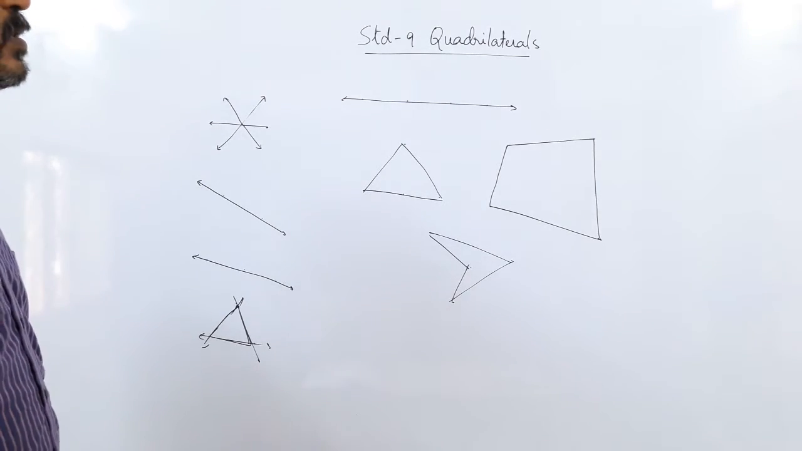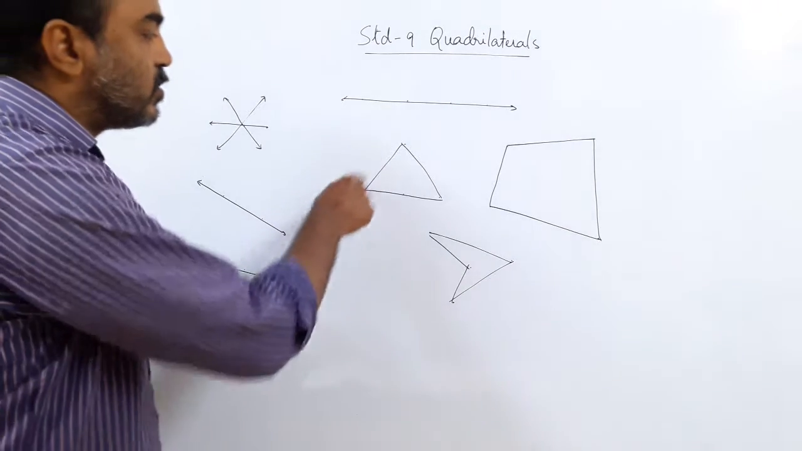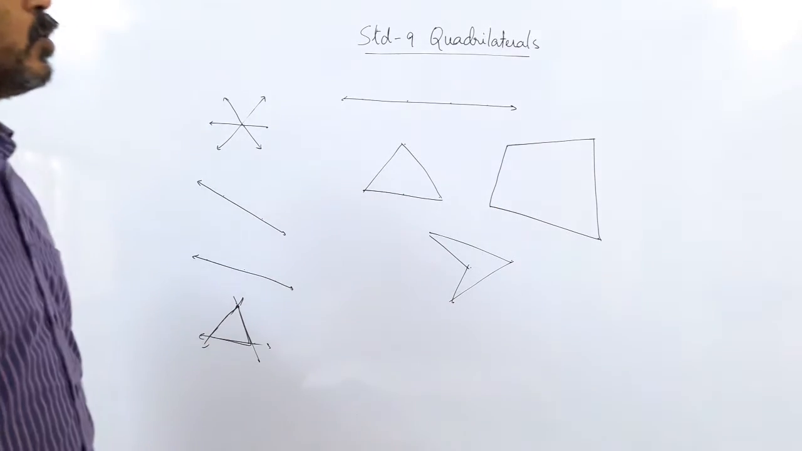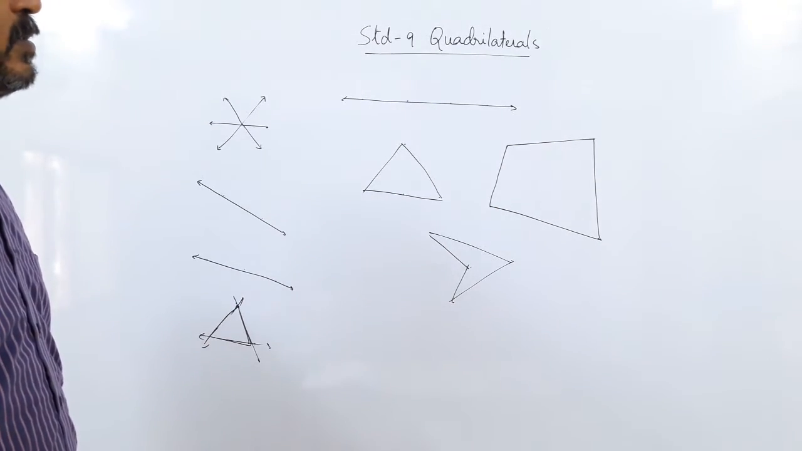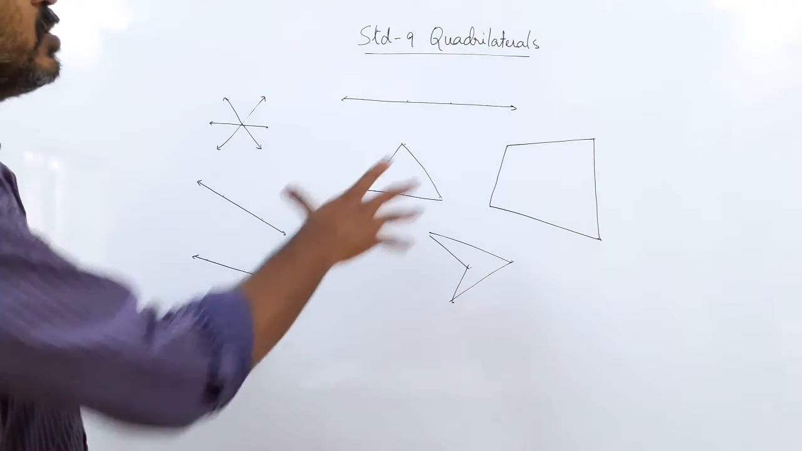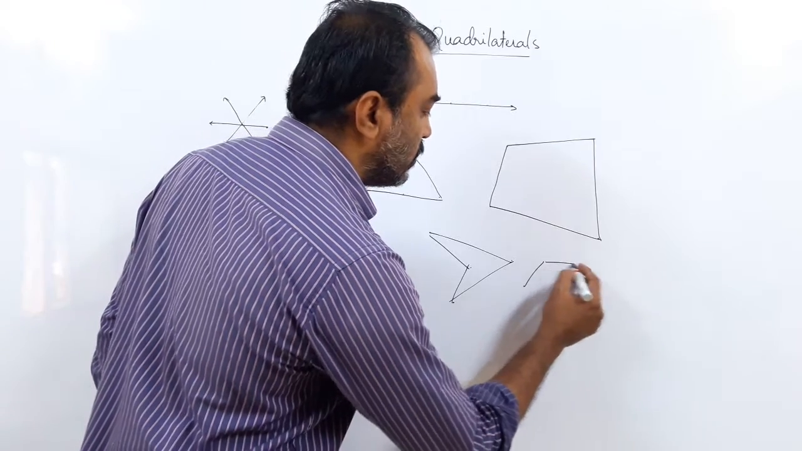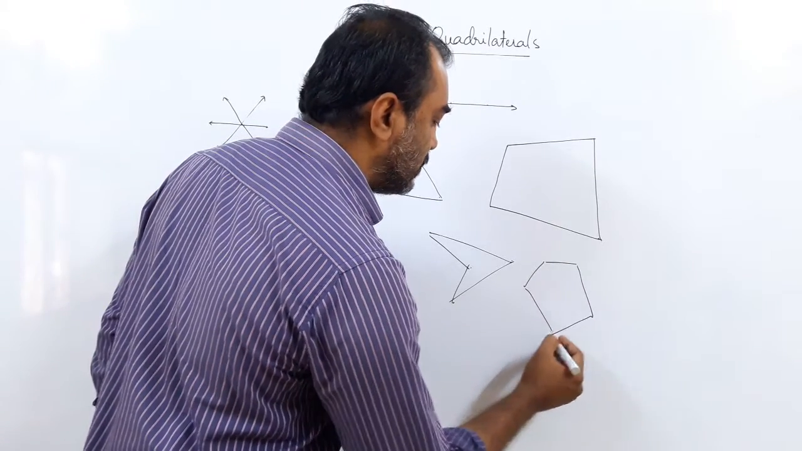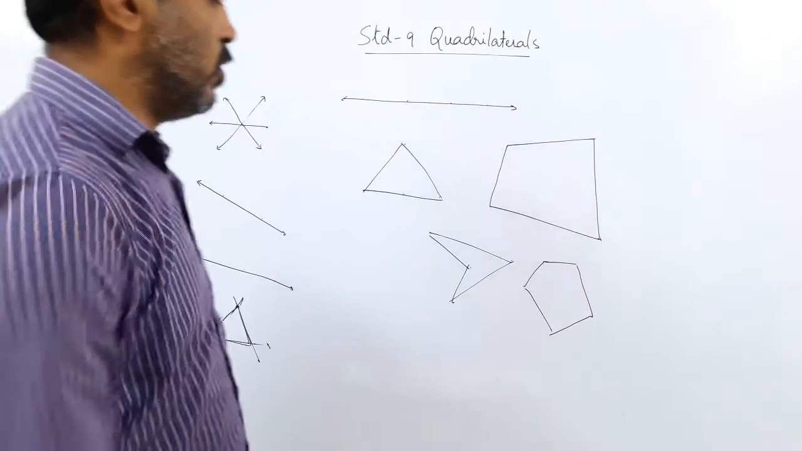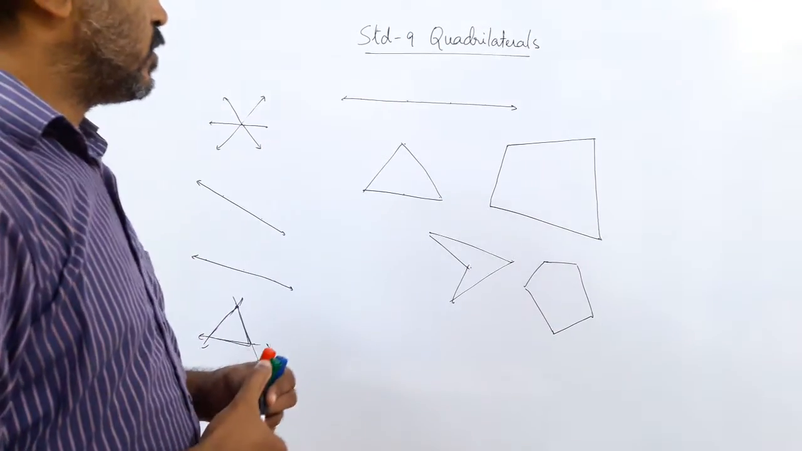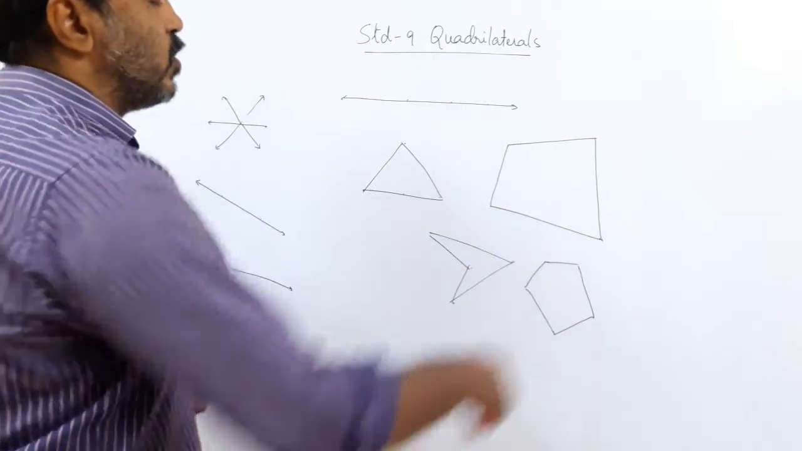The smallest closed figure has got 3 sides, a triangle. Now this is a closed figure with 4 sides. So these are generally called polygons. If we have got a closed figure of say 5 sides, we call it a pentagon. This is a pentagon, a closed figure of 5 sides. Okay? So a closed figure of 3 sides is called a triangle. A closed figure of 4 sides is called a quadrilateral.